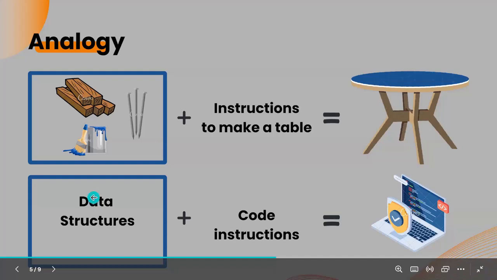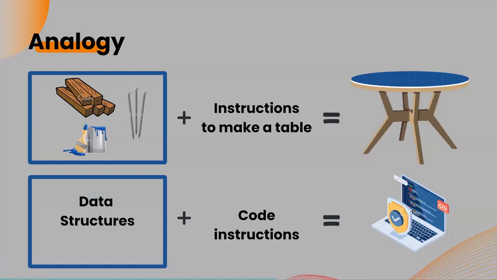The same goes for data structures. So if for a particular problem, you choose the wrong data structure, and maybe also choose the wrong instructions, that is the wrong algorithm, you're gonna end up with a very inefficient product or a very inefficient system, okay?